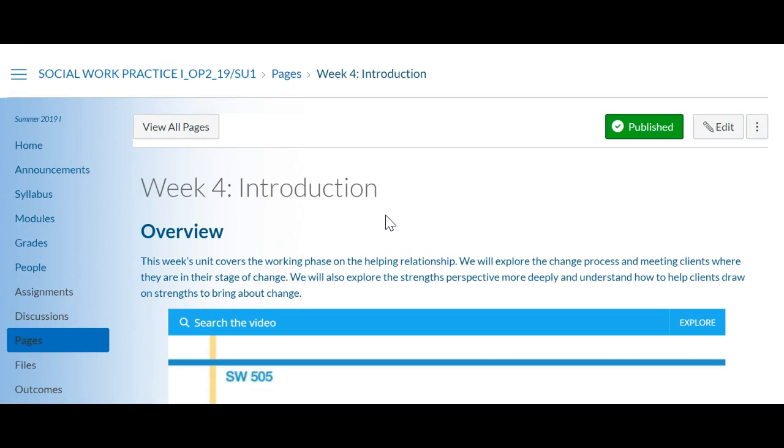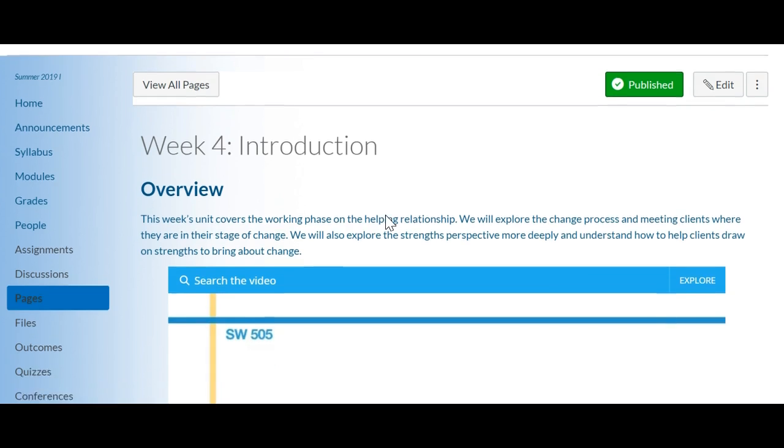In this week we're looking at the working phase of the helping relationship. We'll explore the change process and meeting clients where they are. We'll also explore the strengths perspective more deeply and understand how to help clients draw on strengths to bring about change.